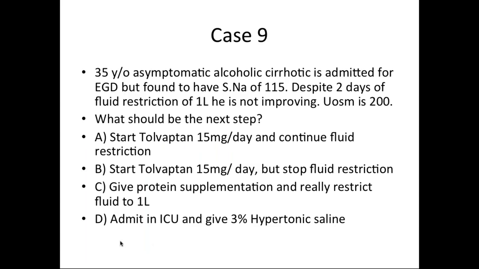So the last case that I'll talk about is a 35-year-old asymptomatic alcoholic cirrhotic, and he's admitted for endoscopy and found to have a serum sodium of 115. Despite 2 days of fluid restriction of 1 liter, he's not improving and his urine osmolarity is 200. So what should be your next step? Should we start him on tolvaptan and continue fluid restriction? Should we start him on tolvaptan and stop the fluid restriction? Should we give him protein supplementation and really restrict him to 1 liter? Or should we admit him to the ICU and give him 3% hypertonic saline?